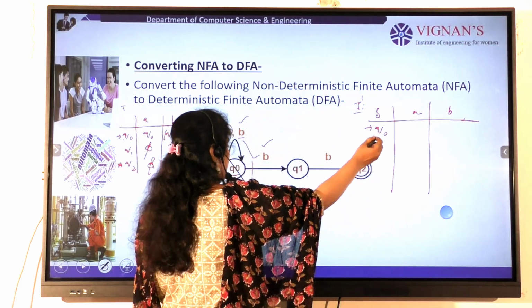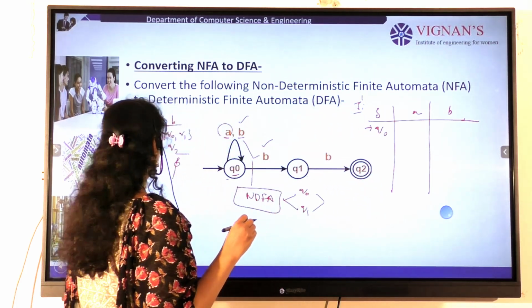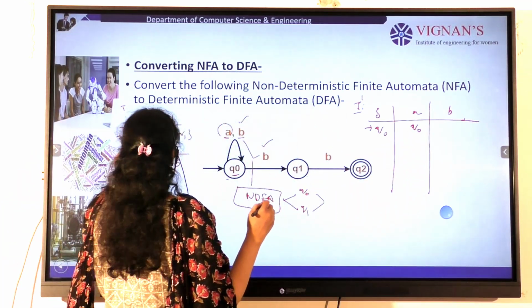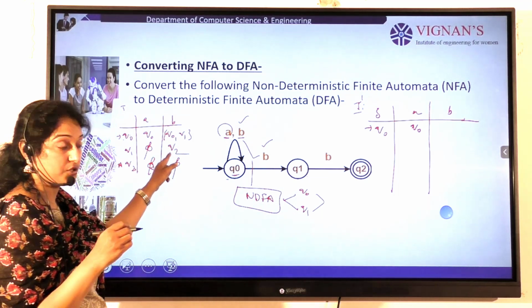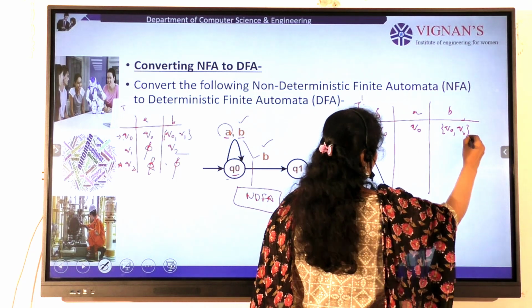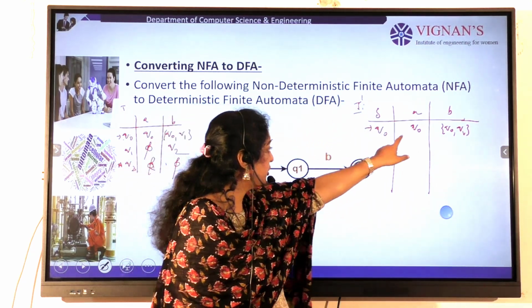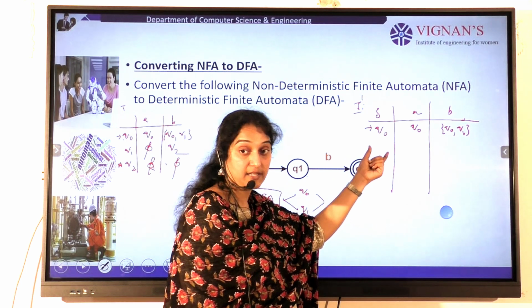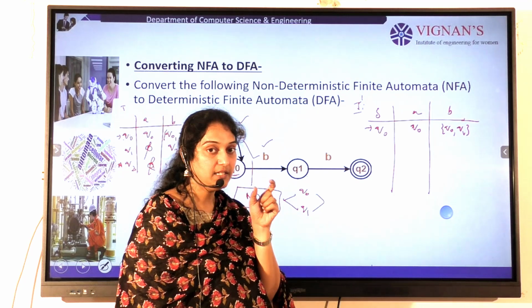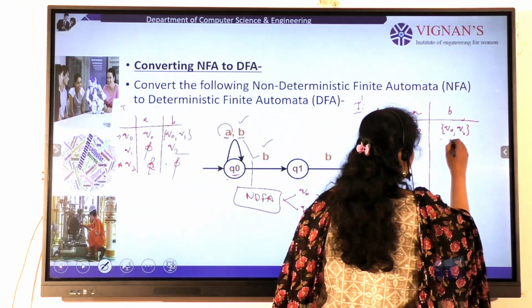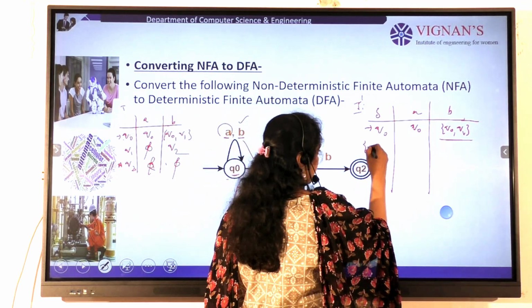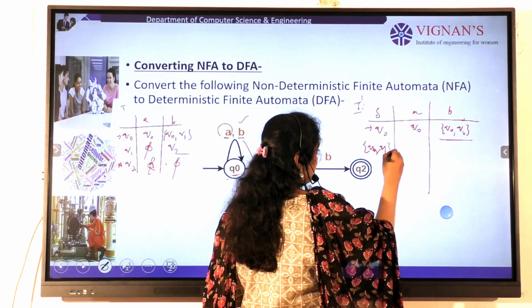So Q0, by reading an input symbol A, reaches Q0, and Q0 by reading an input symbol B reaches Q0 Q1. Here if we observe, Q0 is already an existing state, whereas Q0 Q1 is now considered as a single state, and it is the new state. Now this new state will be considered as the next entry. Q0 Q1 is the new state.